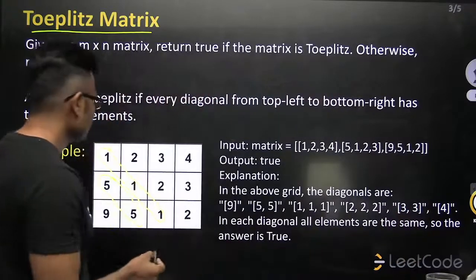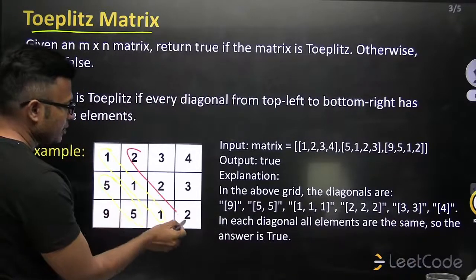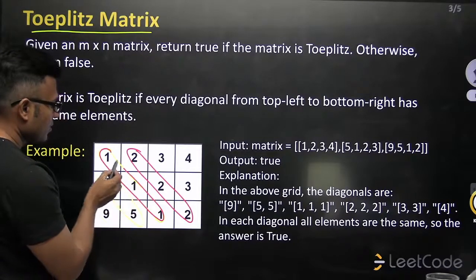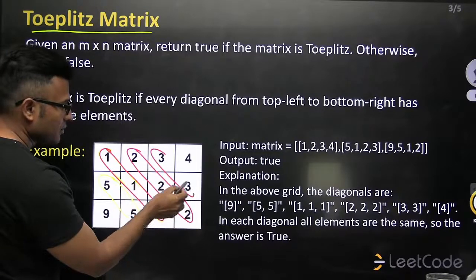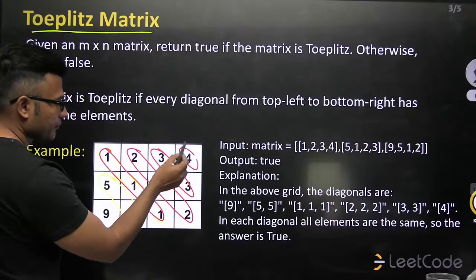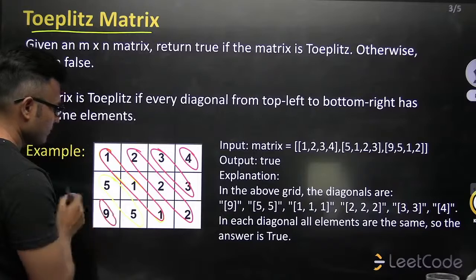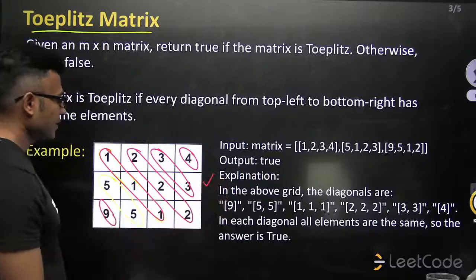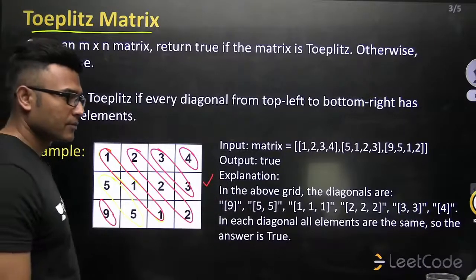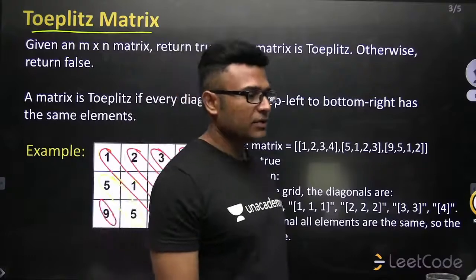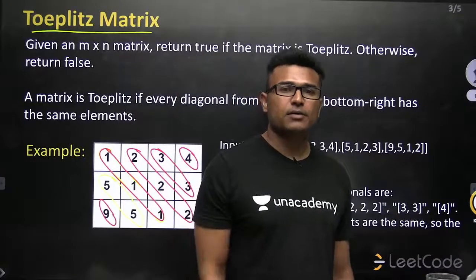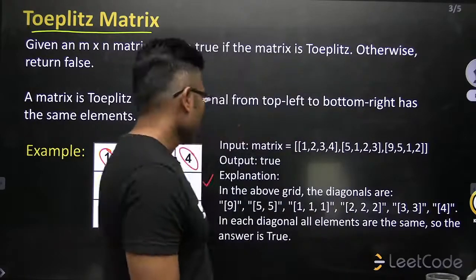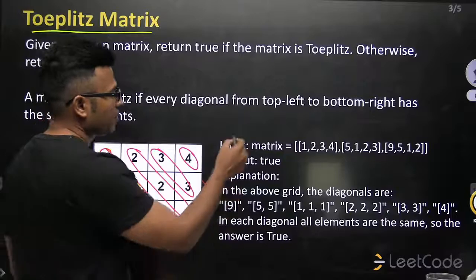So Toeplitz matrix means all the elements in a particular diagonal, if you see this, all the elements in a particular diagonal are same. Now we have to check whether a given matrix is a Toeplitz matrix or not. Now a matrix will be given as input, and you have to check whether that matrix is Toeplitz matrix or not. Okay, now this is the most common interview question.